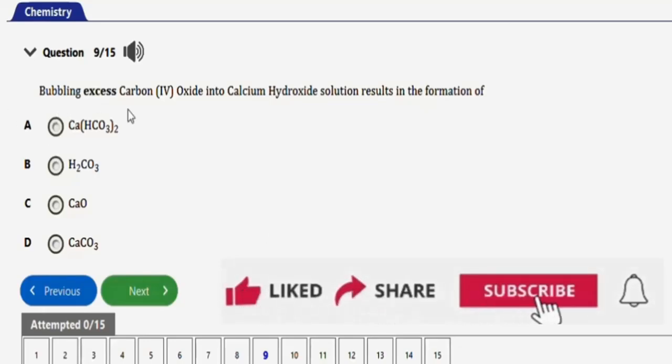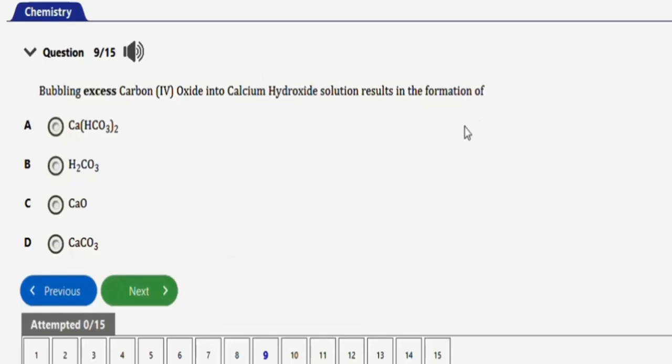Next question will be this one. This question says burning excess carbon dioxide into calcium hydroxide solution reacts in the formation of. The right option will be, save time, option A. When you express this chemically in an equation, you are going to get this output, option A.